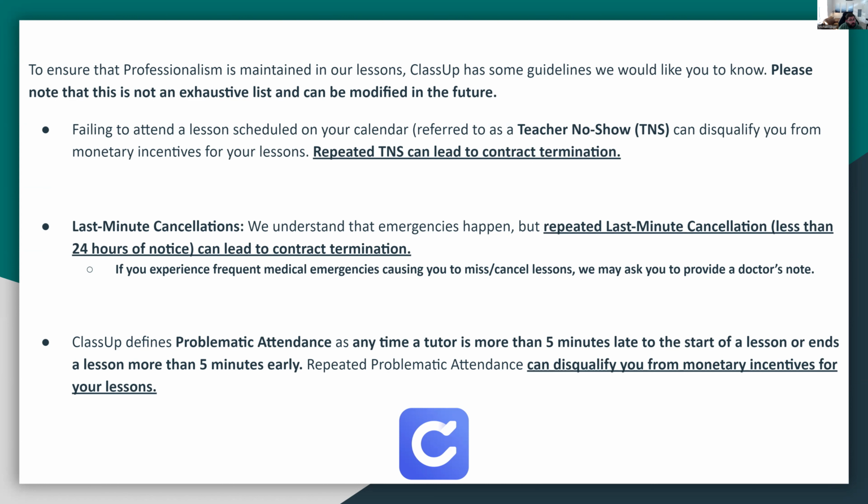Last but not least, at ClassUp, we define problematic attendance as any time a tutor is more than 5 minutes late to the start of a lesson or ends a lesson more than 5 minutes early. Repeated problematic attendance can disqualify you from accruing monetary incentives for your lessons. We've already discussed timeliness. Please do everything in your power to be on time for all of your lessons without exception. Also, do not end any of your lessons early. This regards you choosing to end your lesson early rather than a student choosing to end a lesson early. If you have a student who leaves their classroom or decides that they are done with tutoring, this will not count against you necessarily. But if you are delivering a good lesson and your student has no desire to leave, please do not click the end lesson button more than 5 minutes early.